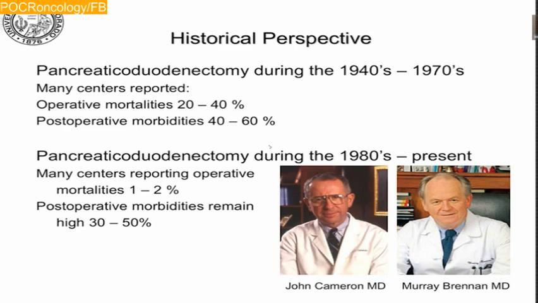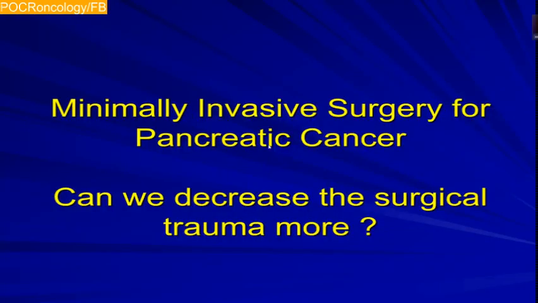We still have high morbidities, but most of these complications are graded, just as you have a grading for side effects of chemotherapy. By the Clavien-Dindo classification, most need no major interventions, and the mortality is only 1-2%. So we were able to do the surgery safely and we have reduced the mortality.